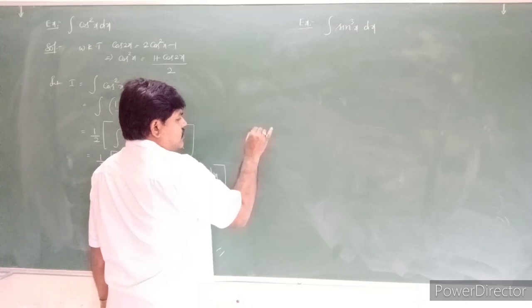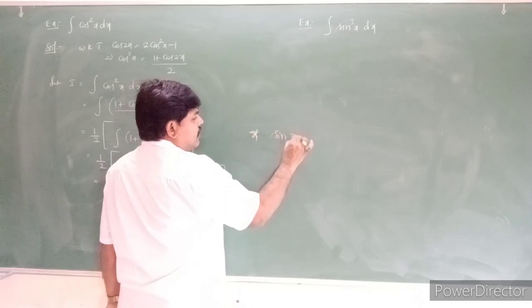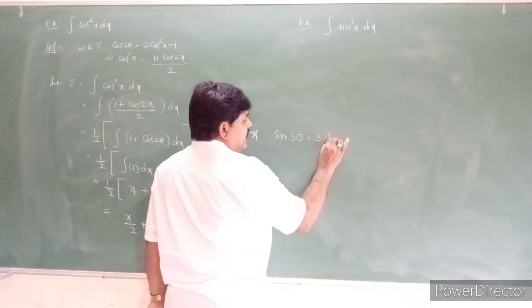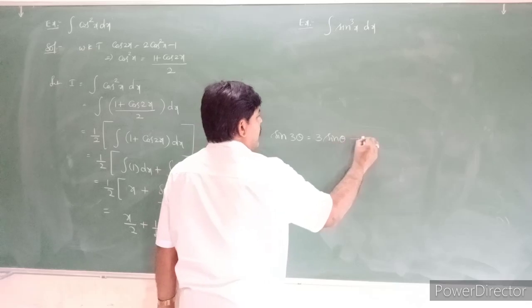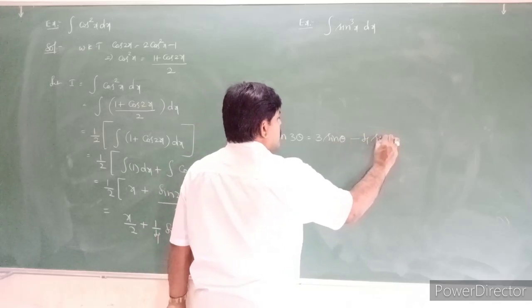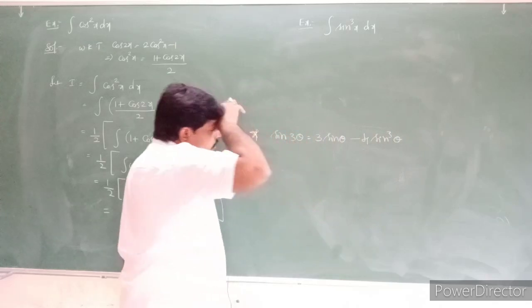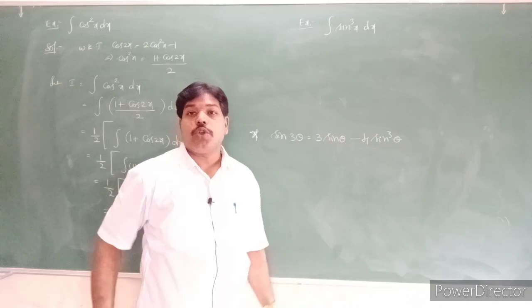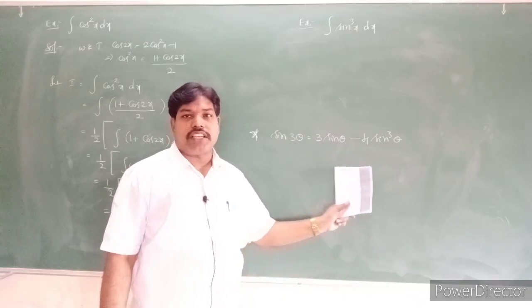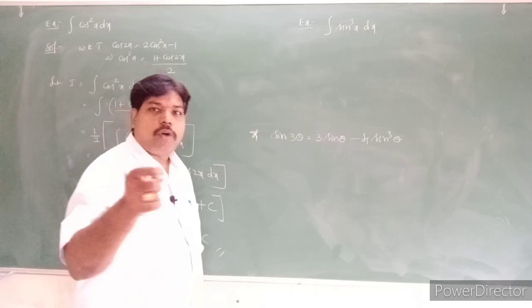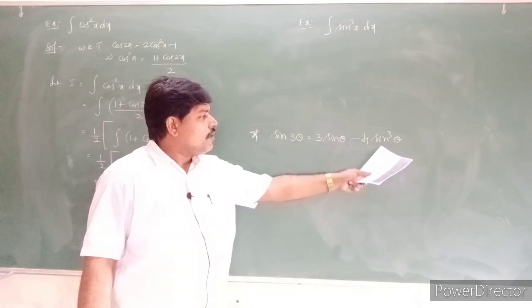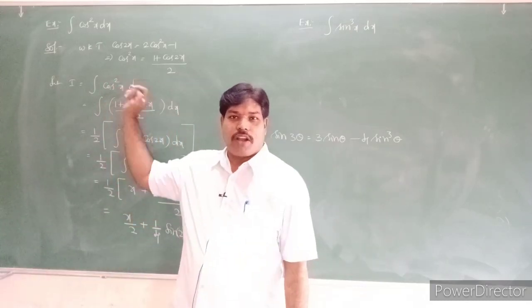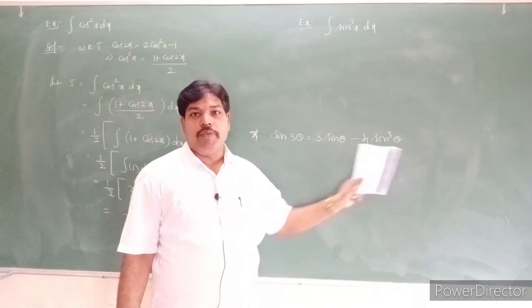See students, sin 3 theta is equal to 3 sin theta minus 4 sin cube theta. What is the sin 3 theta formula? 3 sin theta minus 4 sin cube theta. Once again, sin 3 theta is equal to 3 sin theta minus 4 sin cube theta. If you want to calculate sin cube theta, we will use this formula. Are you understanding that? Just as we use the sin square and cos square formulas, if you want to calculate the sin cube, we will use this formula.